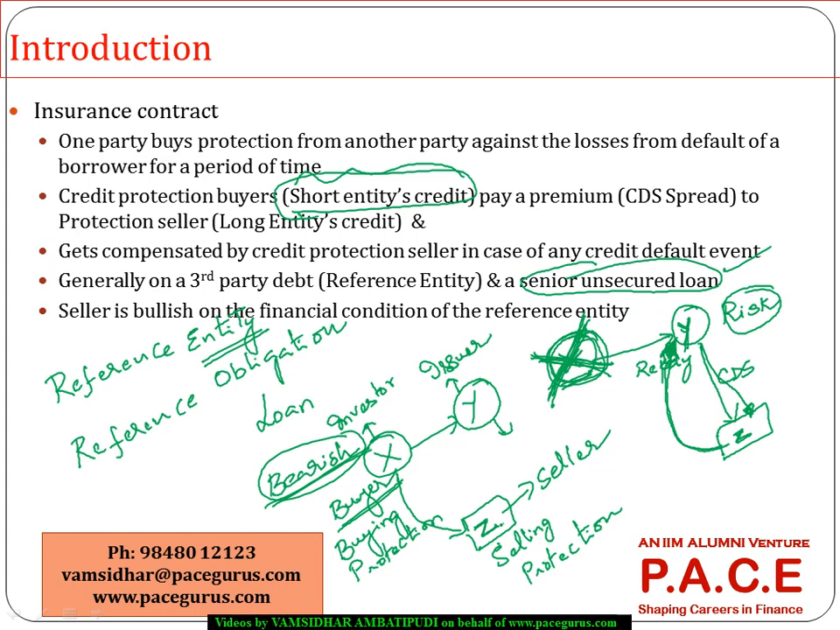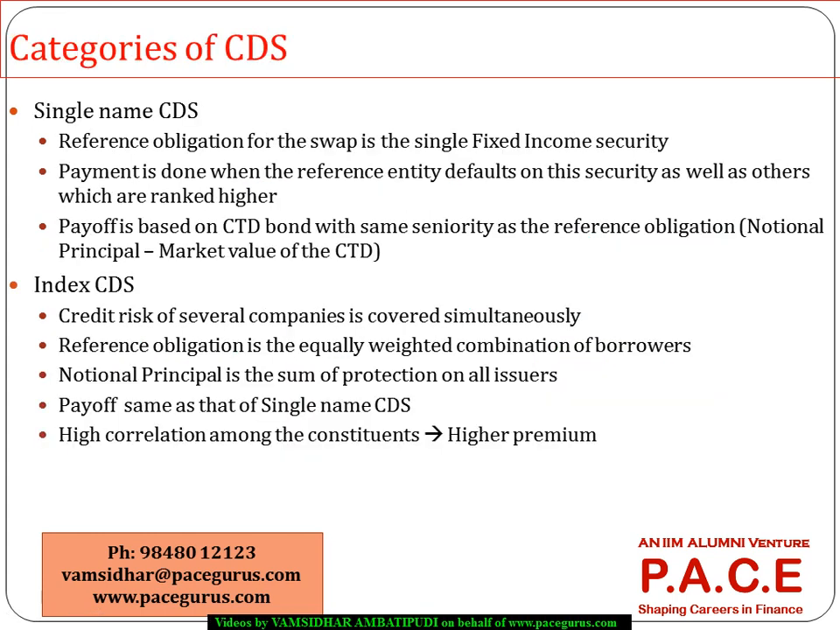So this is how we see a credit default swap working, especially against the default of a third party. Party 1 and party 2 are getting into a contract wherein party 2 will address the loss faced by party 1 because of the default of the third party. That is the typical transaction of a credit default swap. Now, generally we see two major categories of credit default swap. One is a single name CDS, the other is an index CDS.